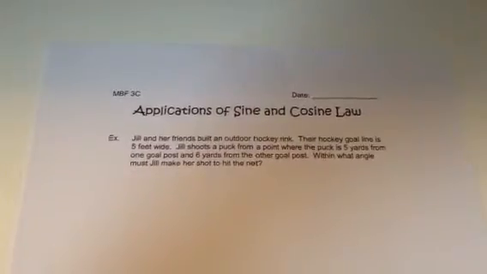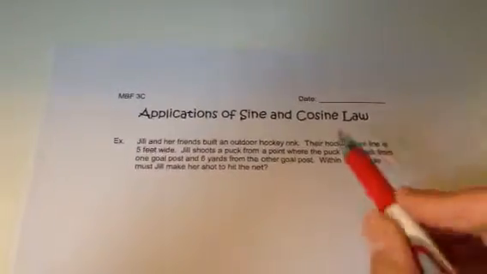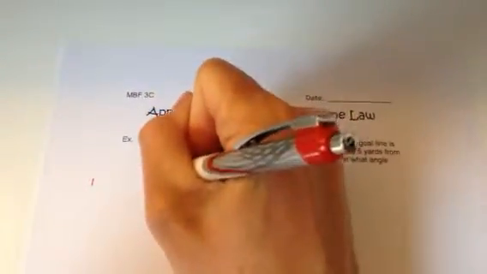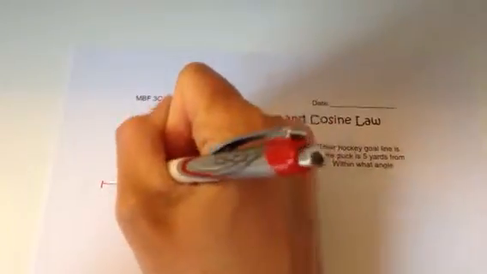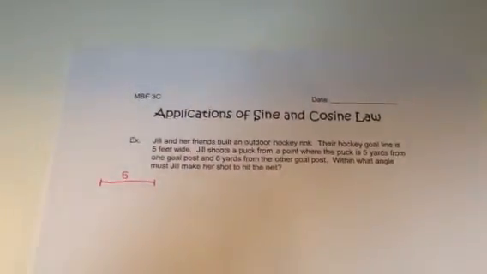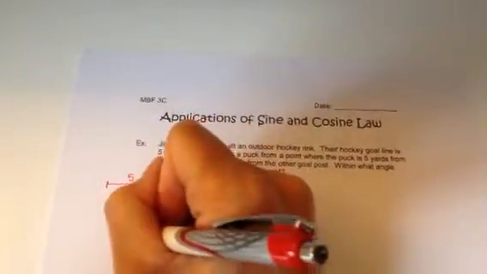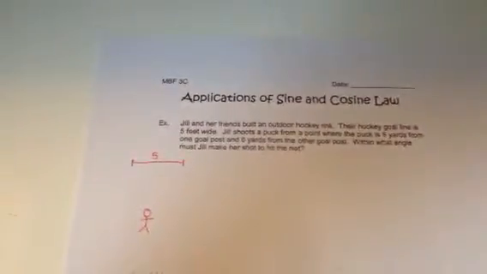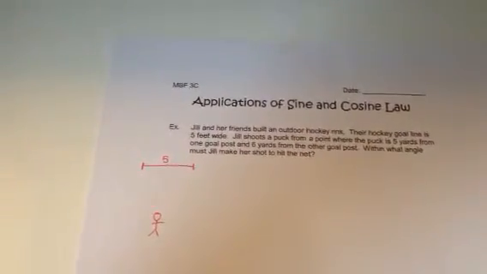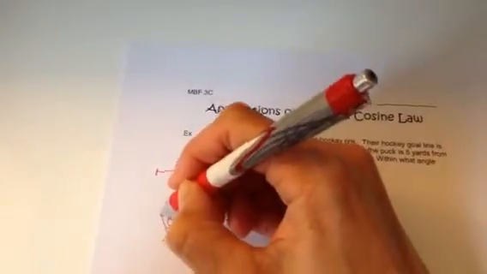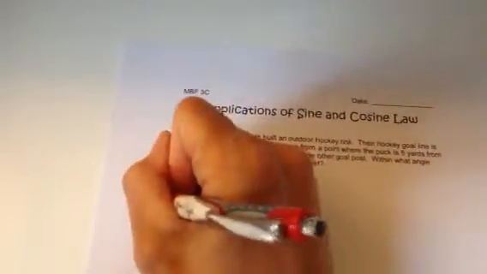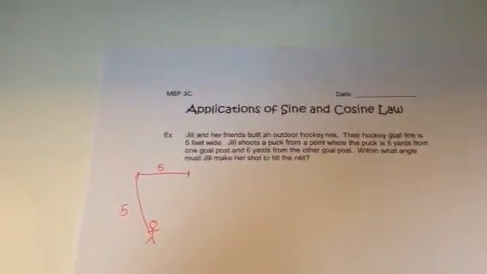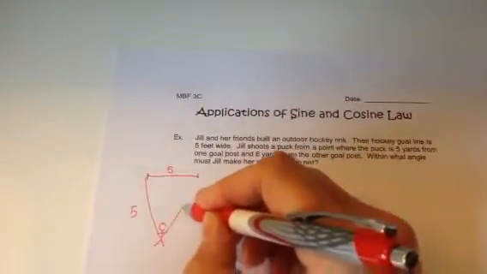Okay, so let's draw a diagram. First step. Their hockey goal line is 5 feet wide, so this is their goal. It's going to be 5 feet wide. Jill shoots a puck, so we'll say that Jill is here. She shoots a puck from a point where the puck is 5 yards from one goalpost and 6 yards from the other goalpost.